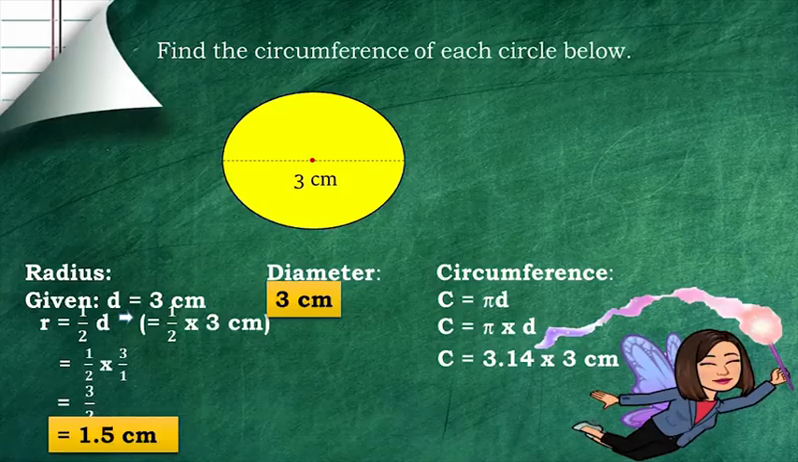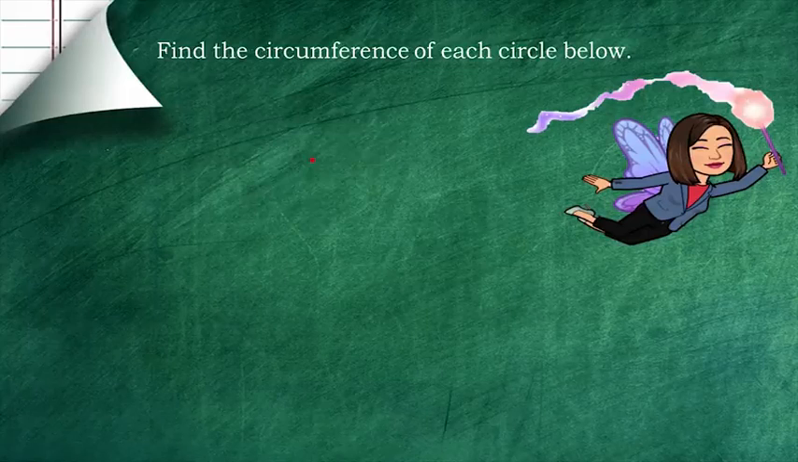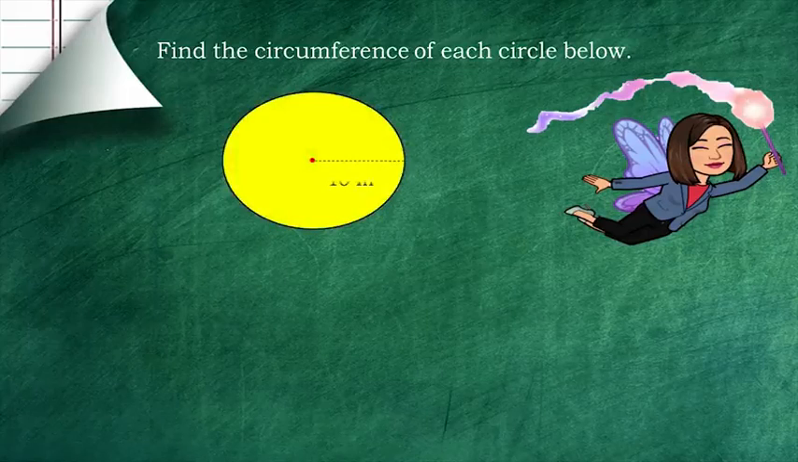Circumference equals pi times diameter. 3.14 times 3 centimeters. The product is 9.42 centimeters. Do you want more? Here is another example. What is given? Very good. It is radius.